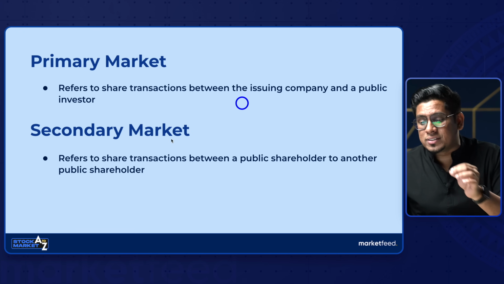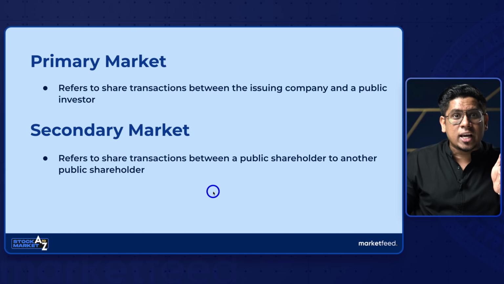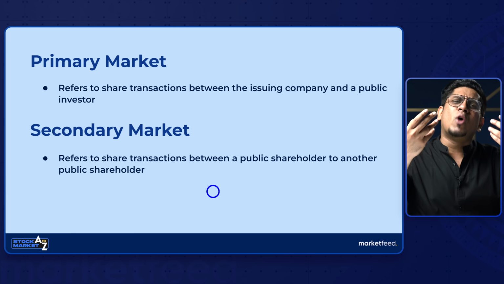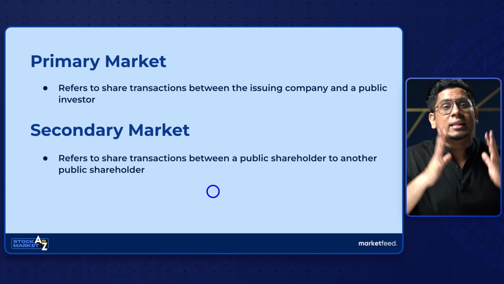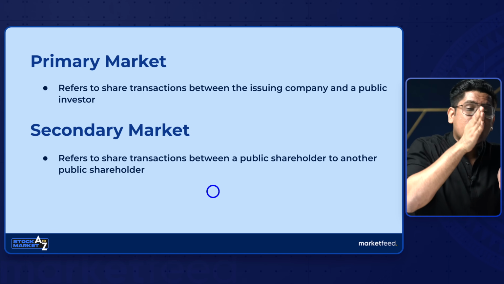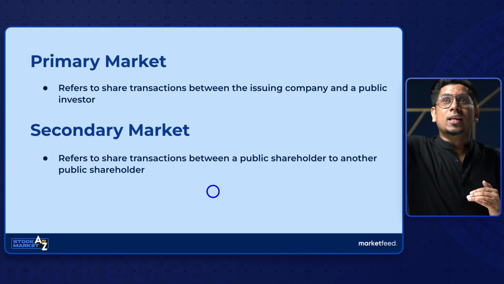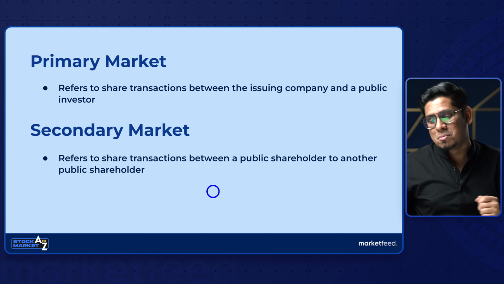Next, let's understand about secondary market transaction. This refers to share transaction between a public shareholder and another public shareholder. Say the IPO of the company is done. Some 1 year later, I want to sell the share that I bought during the IPO. Who would buy the share from me? Some other public investor, right? So he would pay me money and I would give my share to him. So the transaction is happening between a public investor and another public investor. Now this is called a secondary market transaction. The issuing company has nothing to do with this when it comes to a secondary market transaction.